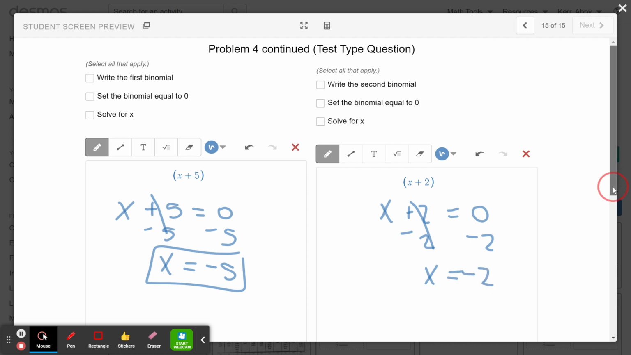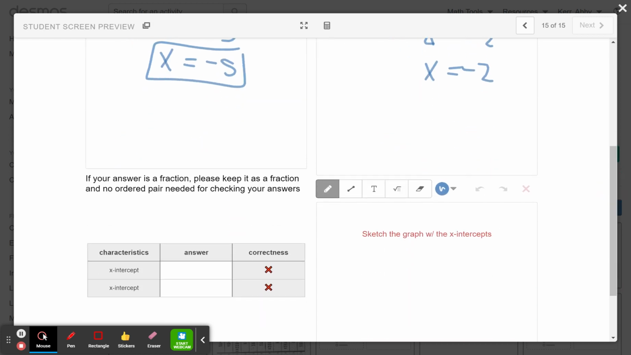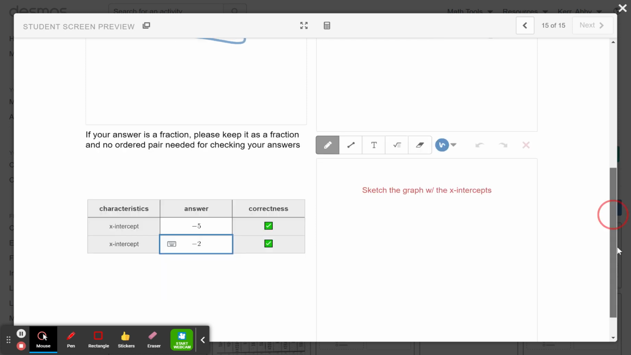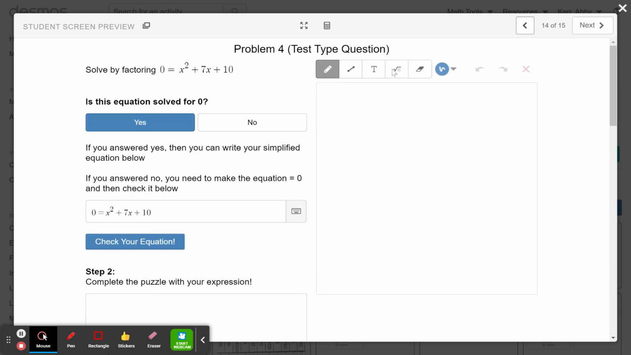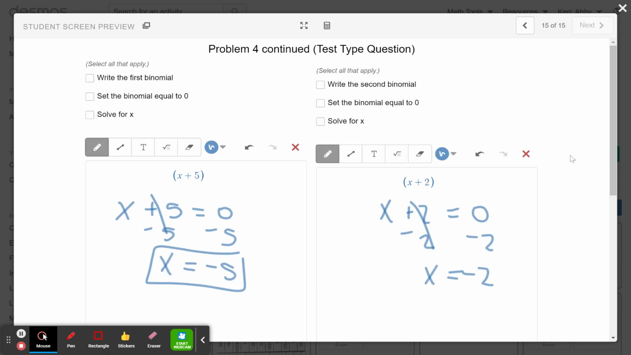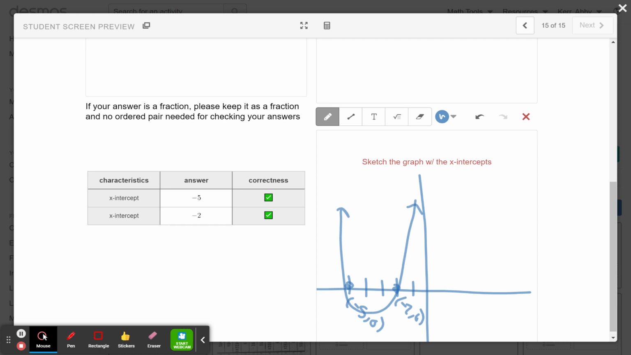So the two x-intercepts here are -5 and -2. Then all you have to do is graph. -2 is right here. -3, -4, -5. And once again, our A value is positive. You can tell that from slide 14. So my graph is going to go upward. And this is how I'm looking at it. X squared, that's really a +1. So since it's a +1, it's facing upward.